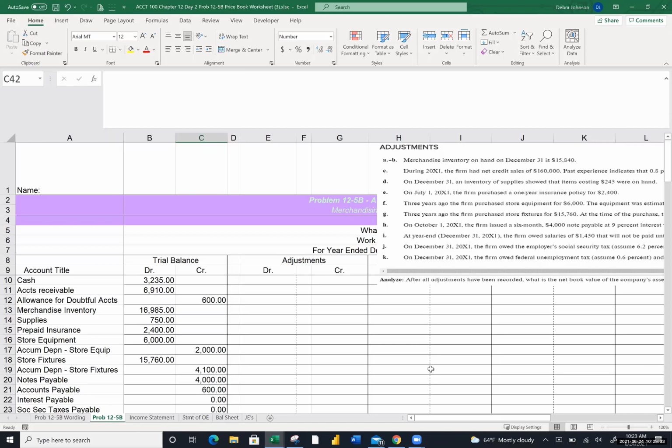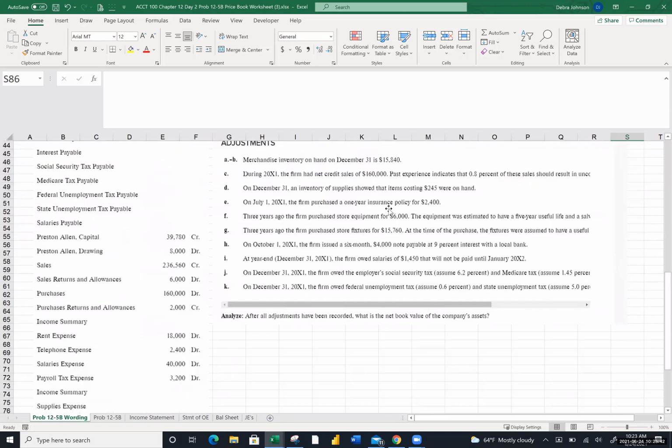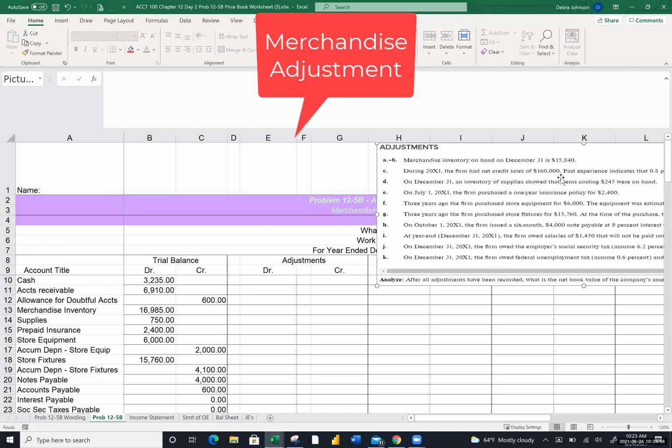All right. First one, and again, if you have trouble reading this, because I know it's really small, just go to the previous tab and you can read these adjustments in bigger print. I'm just trying to avoid going back and forth to not drive you too crazy. All right, first one, it says merchandise on hand on December 31st is, I think it says 15,840. I'm going to make something bigger on my end so I can see it.